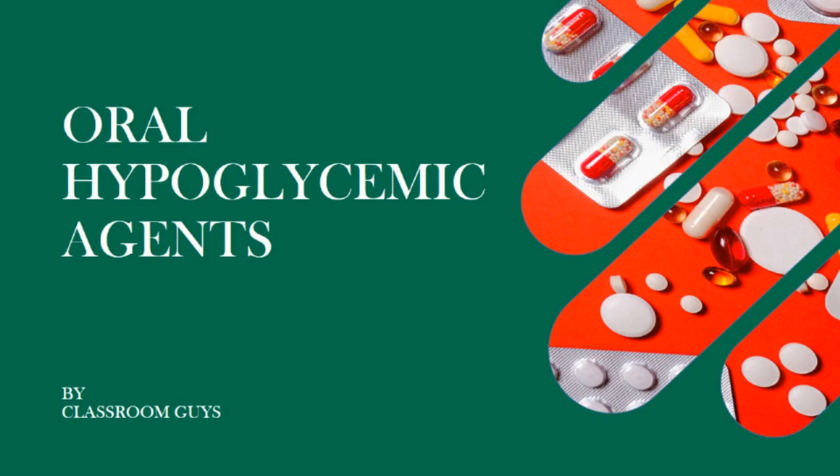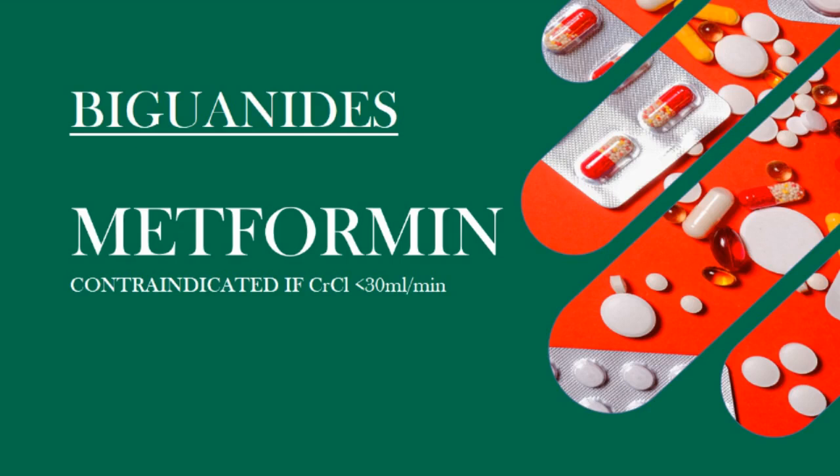Today, I am going to show you some commonly used oral hypoglycemic agents, OHA. First class that we are going to talk about are the biguanides. The very well-known metformin is from this class of medication.